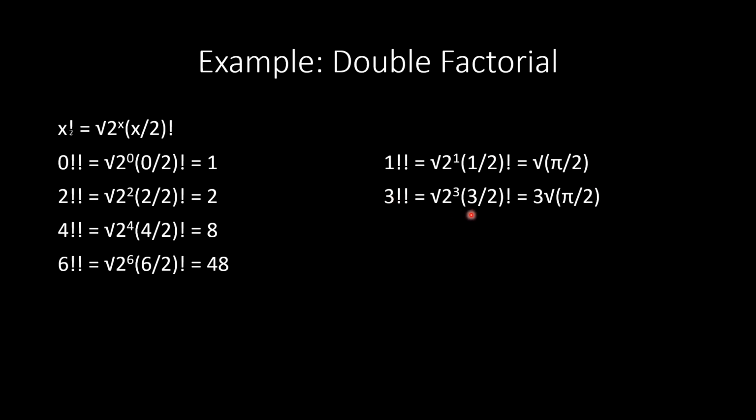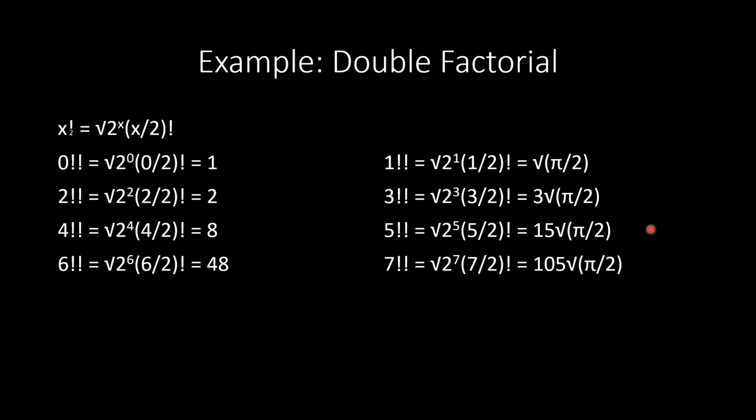3 double factorial, square root of 2 cubed, times 3 halves factorial, 3 square root of pi over 2. 5 double factorial, 15 square root of pi over 2. 7 double factorial, 105 square root of pi over 2. And indeed, this does follow our laws that we wanted, where each one is the n multiplied by the 2 previous. In this case, instead of having a base of 1, we have the base of square root of pi over 2.